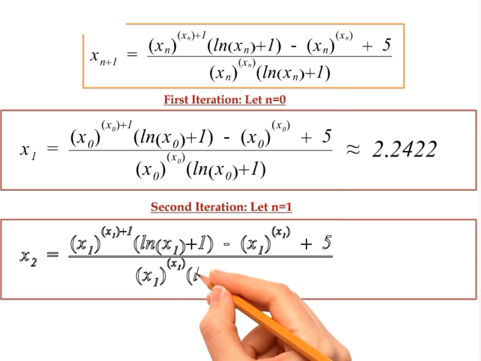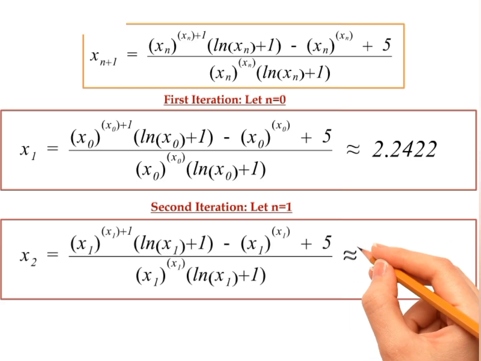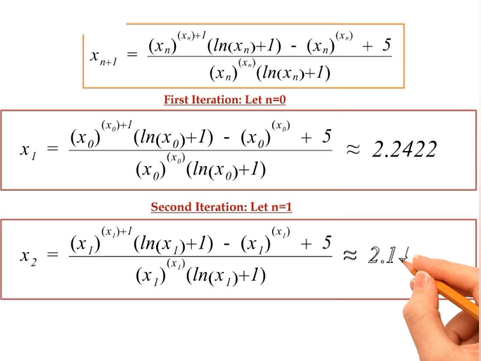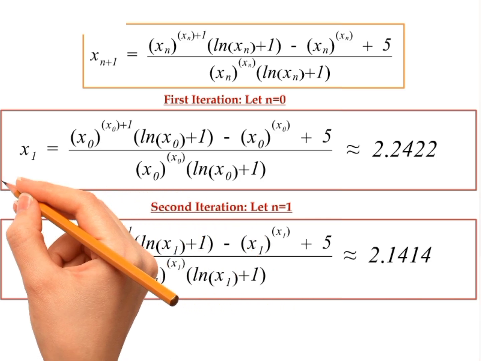Since we already have the value of x sub 1 in the first iteration, we substitute it into this expression, and it follows that x sub 2 approximately equals 2.1414. We apply exactly same procedure to the third iteration, but with n being 2.